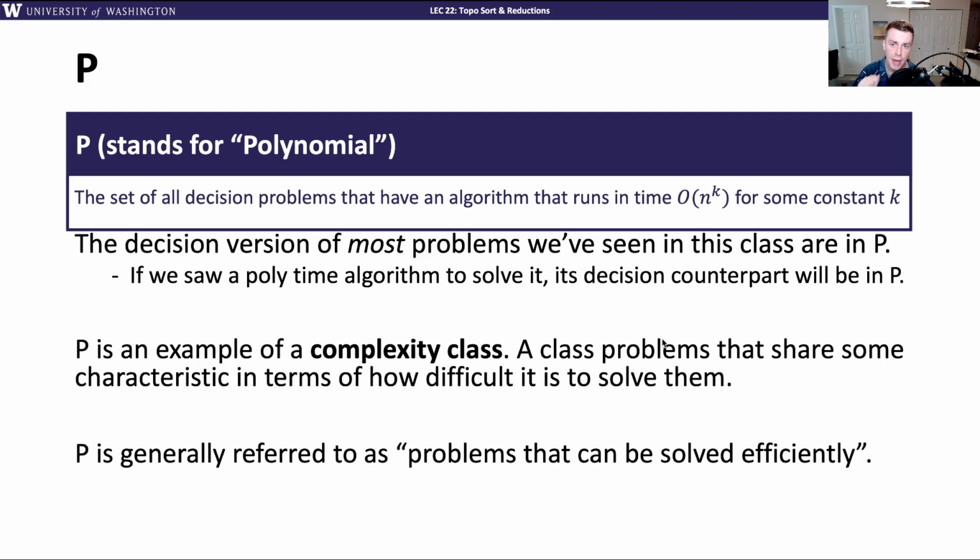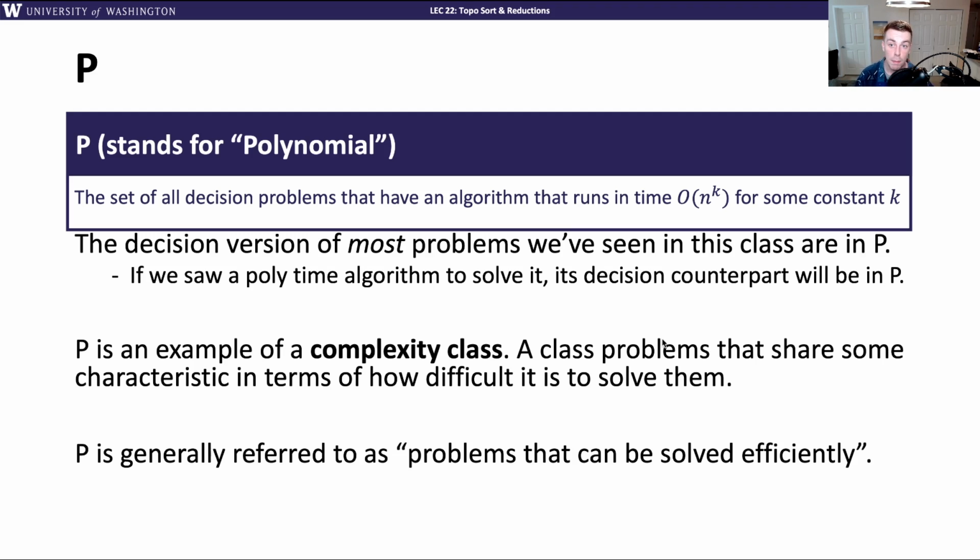If you take almost any algorithm that we've talked about or any problem that we've talked about this quarter, almost all of them are problems that are in P, or to be pedantic, if you changed it to be a decision problem, would then be in P. If we saw a polynomial time algorithm to solve it, so something like n squared, n cubed, even that e log e business that we saw in a lot of our graph algorithms, all of that stuff is polynomial. It's bounded by a polynomial.